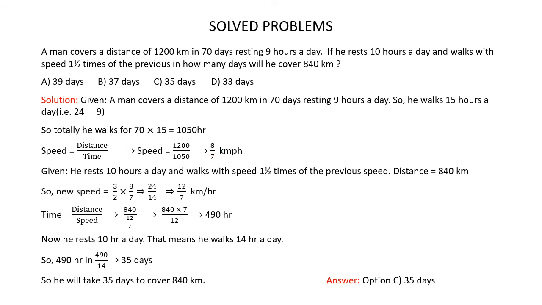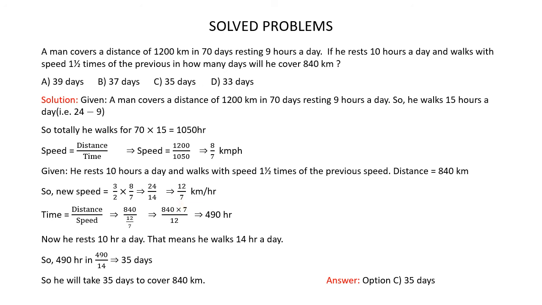Now it's given that if he rests 10 hours a day and walks with a speed 1.5 times of the previous speed, we have to find out in how many days he will cover 840 kilometers. So we know that the speed is 8 by 7 kilometers per hour. Now he walks 1.5 times of the previous speed. So new speed is 3 by 2 multiplied by 8 by 7, which is 24 by 14. On simplifying, we get the new speed as 12 by 7 kilometers per hour.